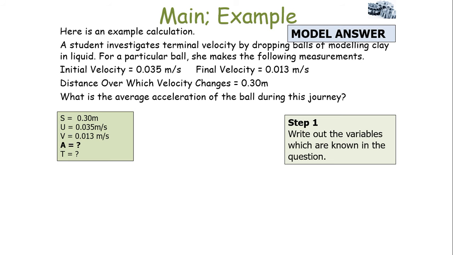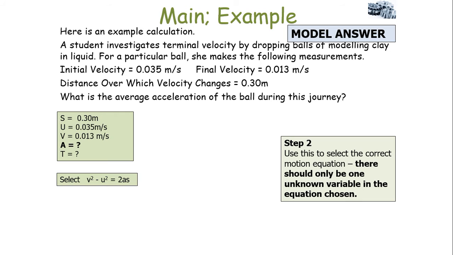First step, you write out the variables that are known in the question: s, u, v, a, and t. I've written down that I know what s is, the displacement, which is 0.30, the initial velocity, 0.035 meters per second, and the final velocity, 0.013 meters per second. We don't know acceleration, but we want it, and we don't know the time. So we select the correct equation. The correct equation here is v squared minus u squared equals 2as, because you need just one unknown variable, which is a, and that's what you're working out. You can't use the other equation because that also includes t, and you don't know t.